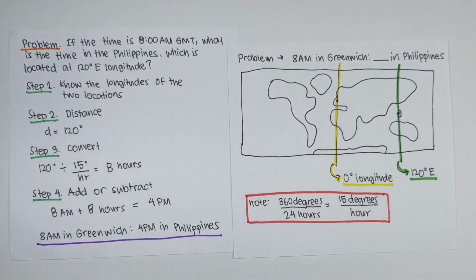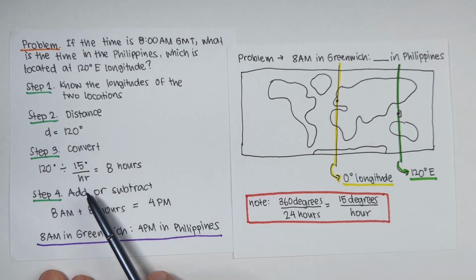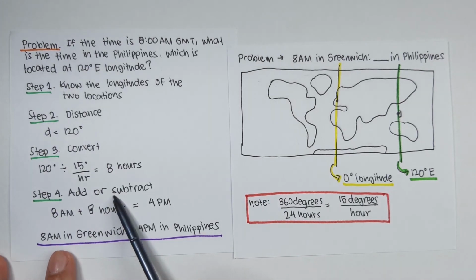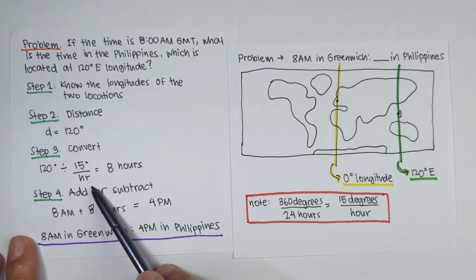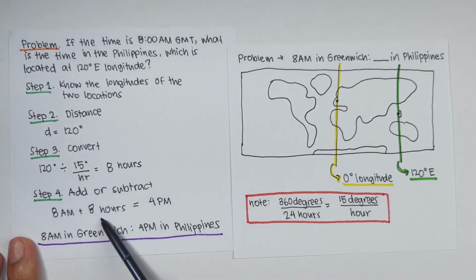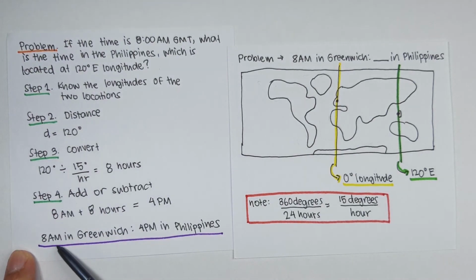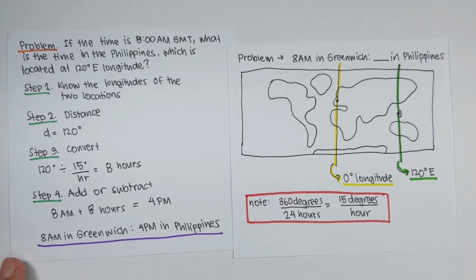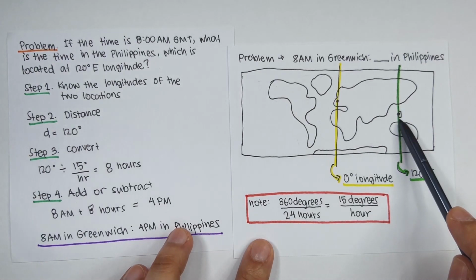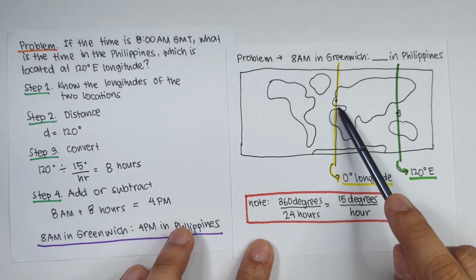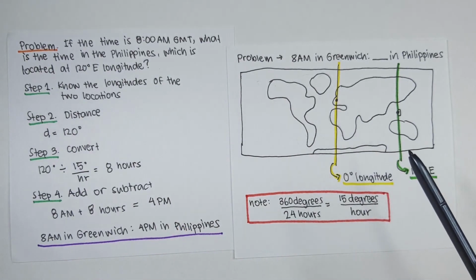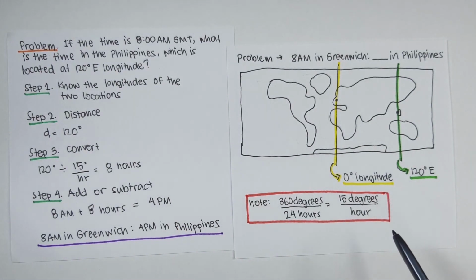And last step, step number 4, is to add or subtract the time difference. In this case, we have to add. That is 8 a.m. plus 8 hours, that is equal to 4 p.m. Meaning to say, if it is 8 a.m. at Greenwich, it is 4 p.m. at the Philippines. Question, why did we choose to add? It's because the Philippine time is advanced or way ahead of the Greenwich time. That is why we have to add 8 hours because the Philippine time is advanced.